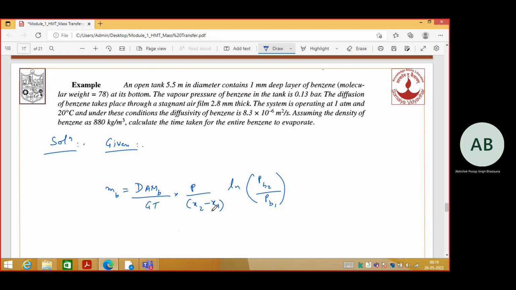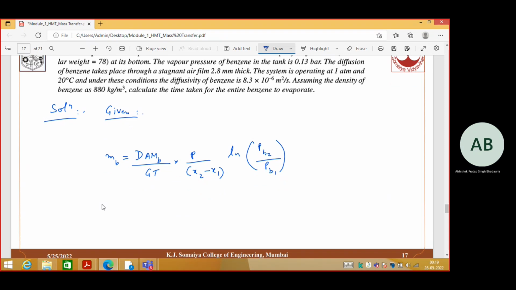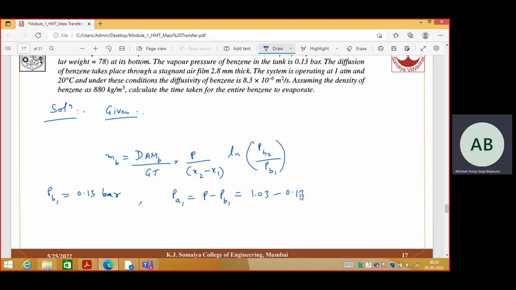Let's see what the points are. PB1 is 0.13 bar. PA1 is equal to P minus PB1, that is 1.03 minus 0.13. In this way we can find this.